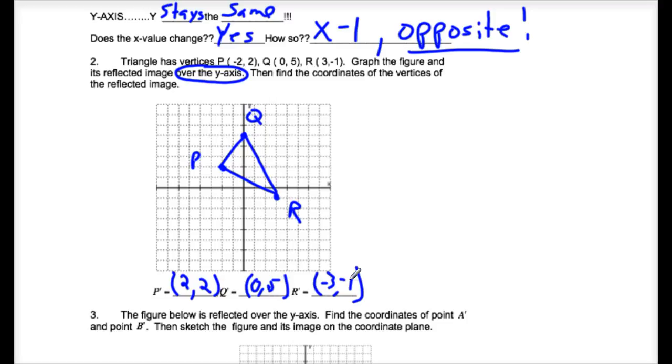Graph those guys. Again, if you have different colors, use them. 2, 2. 0, 5. Stays right on. Oh, I got to label them. P prime, Q prime, and -3, -1, R prime. Look at that, people. How's yours look? Does it look like a reflection? Not really. But hey, you gotta look at it carefully. It does look like a reflection. You know, they reflected it.